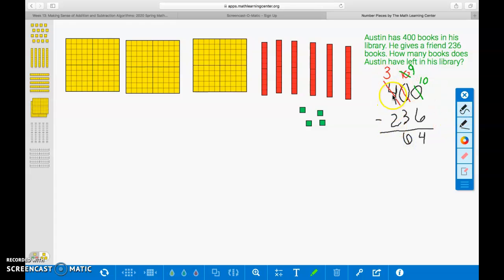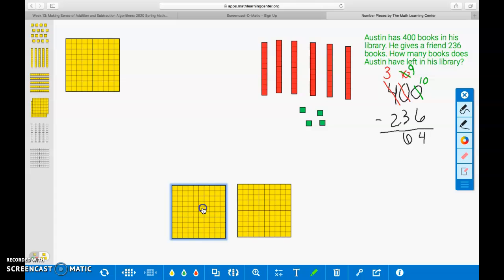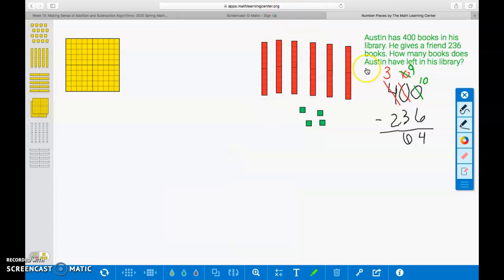And then lastly, in our hundreds place, we have 3 minus 2. We're going to pull 2 flats or 2 hundreds away because we're subtracting 2. And we're going to go ahead and delete these. Now this leaves us with 1 flat. 3 minus 2 is 1.